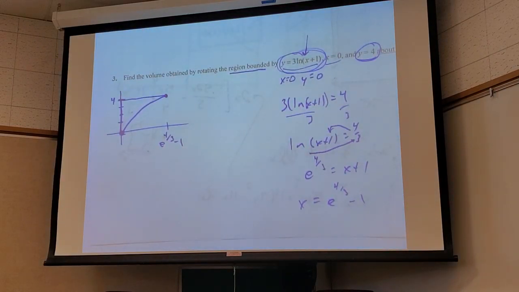Alright, let's stop for now. I mean, can you guys see? One wall is 3 natural log of x plus 1. Another one's y equals 4. 2 functions. One of them happens to be constant. How do I find out where they meet? Set them equal to each other.